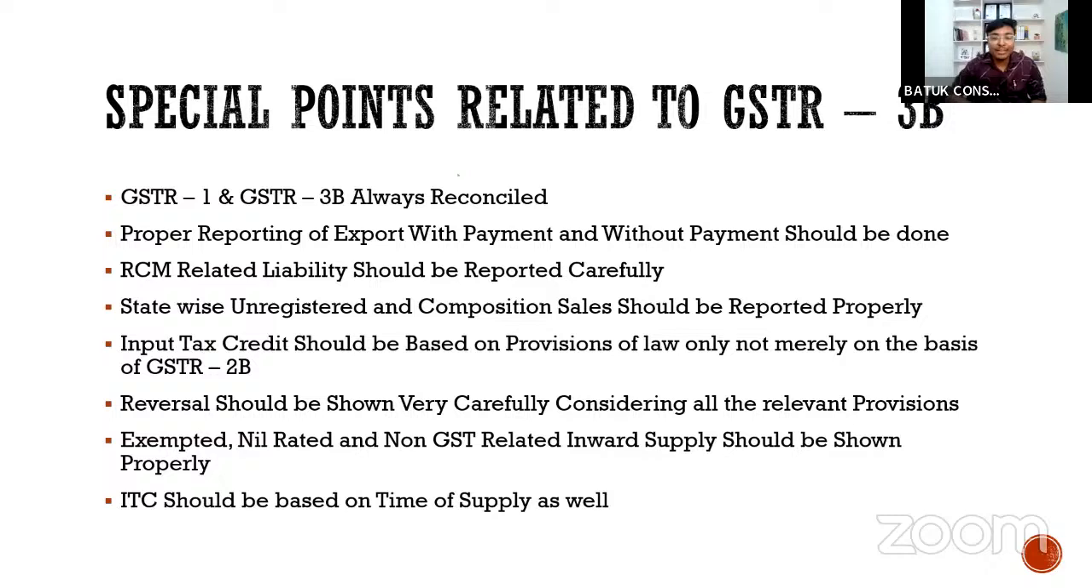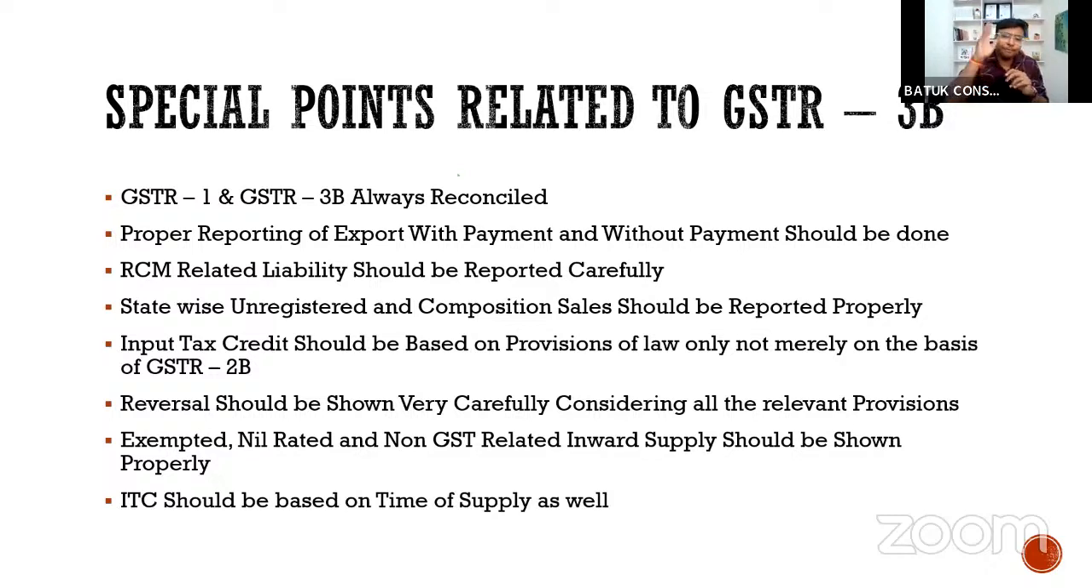There is also a requirement that if there is any interstate supply to an unregistered person or to a composition dealer, then we should report it separately in the GSTR 3B return. Many times we are not showing the same, so we should not do this. We should show the unregistered sales.